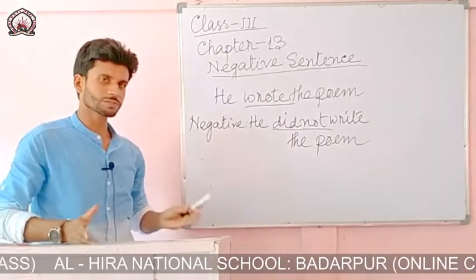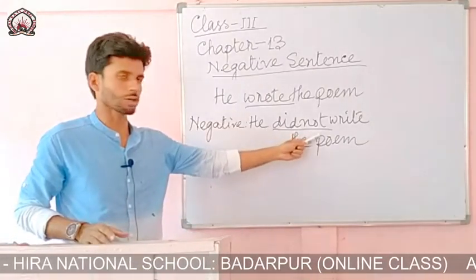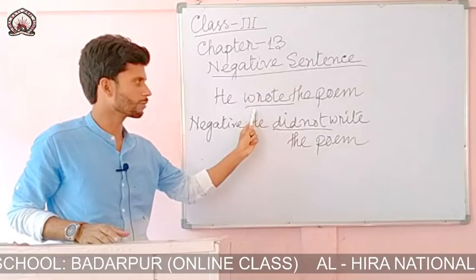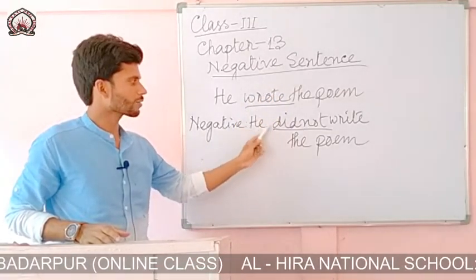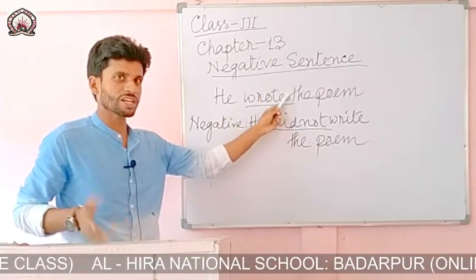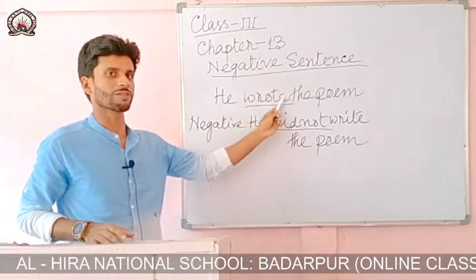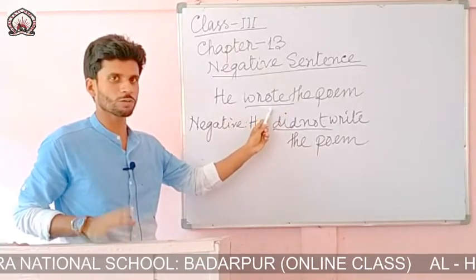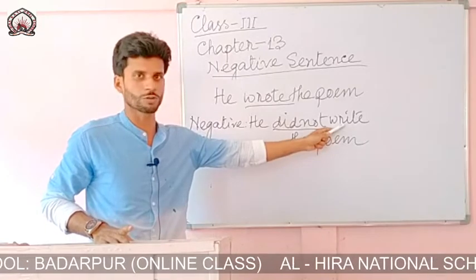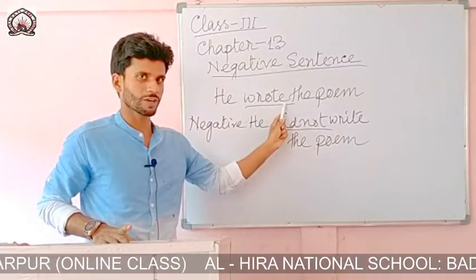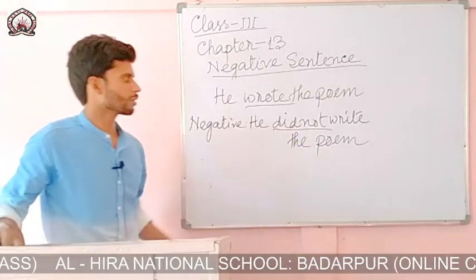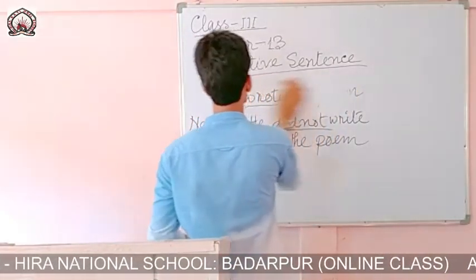Some students, what do they do? After writing did not, they write the past form of the verb. But this is wrong. After writing did not, we have to write the main form, from where it has come. Wrote has actually come from write. So after writing did not, we have to write the main form, not wrote. Very important thing. Now it has become a negative sentence. So let's write one more example.